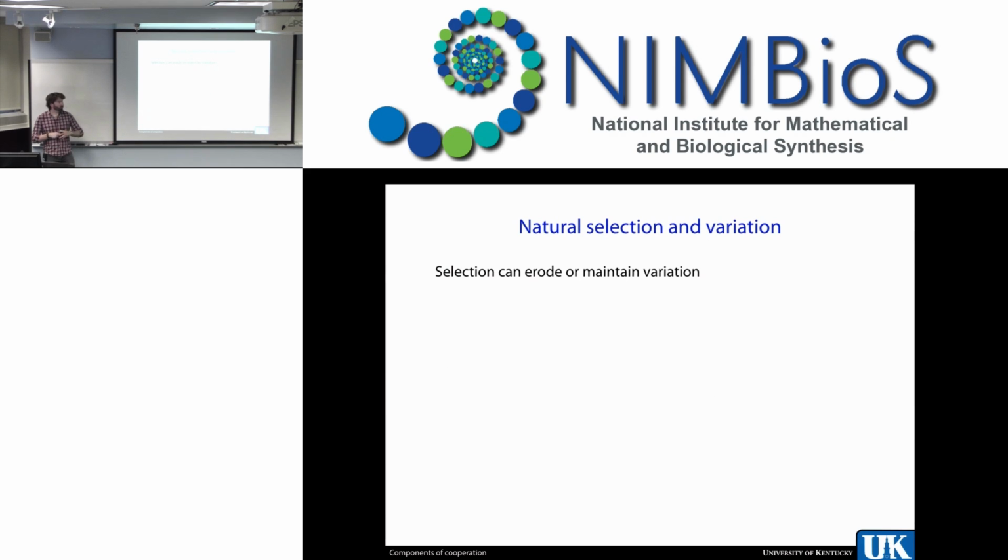Okay, so, the evolution of variation as a function of these different components: synergy, responsiveness, and relatedness. If we're going to use natural selection as an evolutionary explanation for variation in populations, it can do two things.